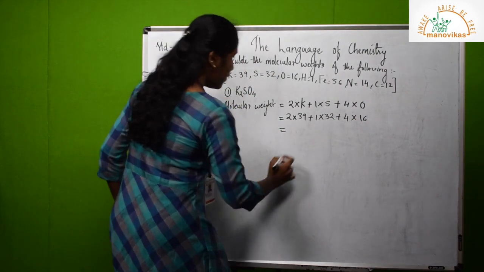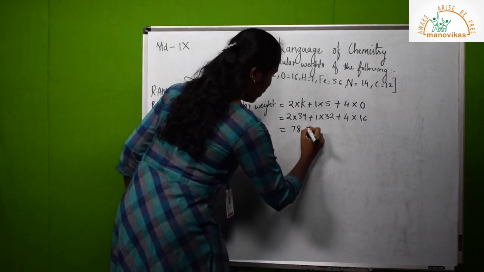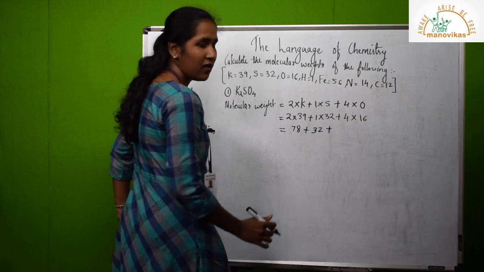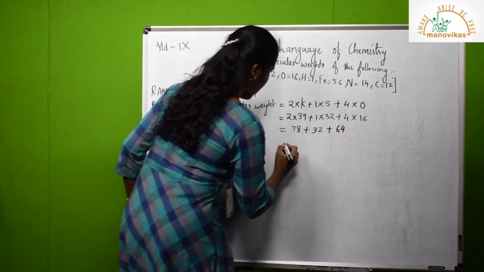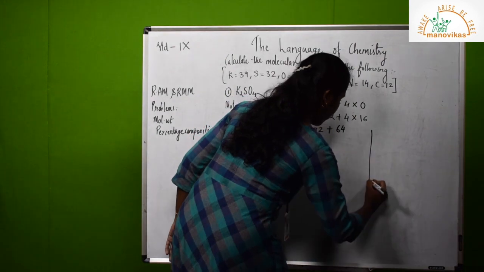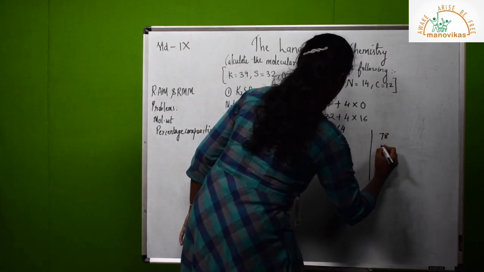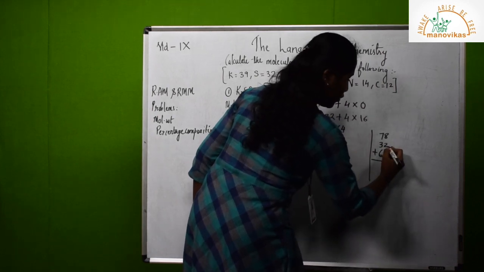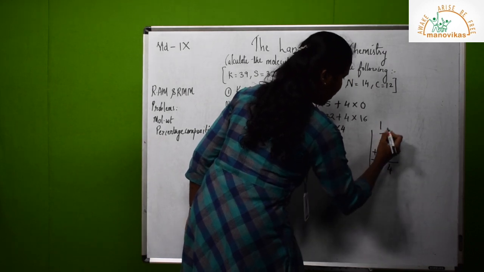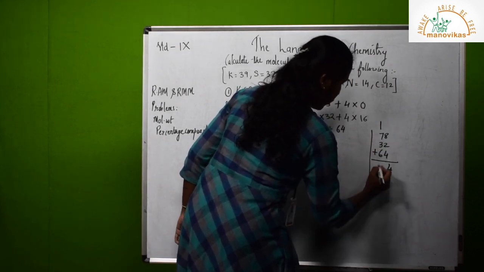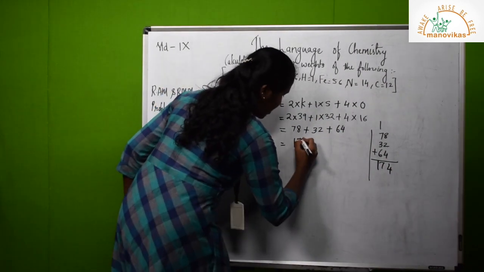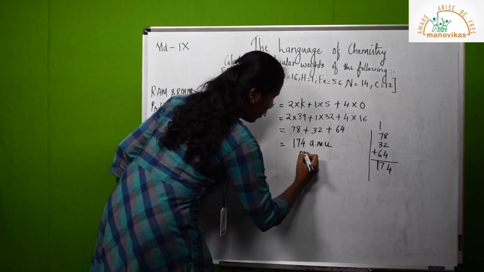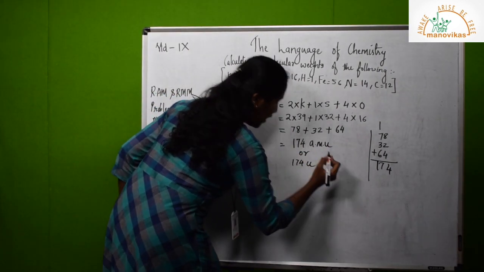So 39 twos are 78, plus 1 into 32 will be 32, plus 16 fours are, yes, 64. So do the addition here: 78, 32 and 64. 8 plus 2 is 10, plus 4 is 14, carry over 1; 7, 3, 10, 16 and 1, 17. So here the answer is 174 AMU, or else it is 174 U.